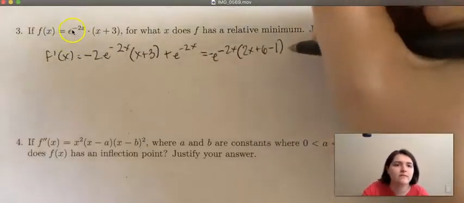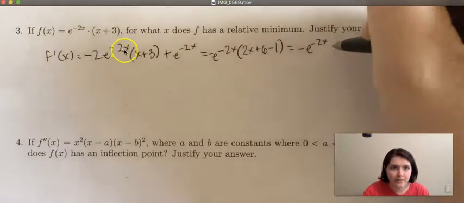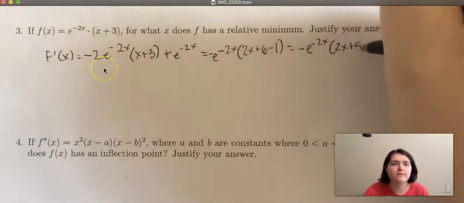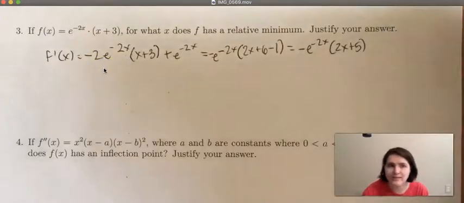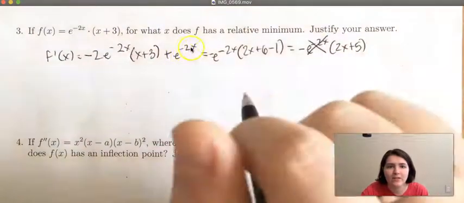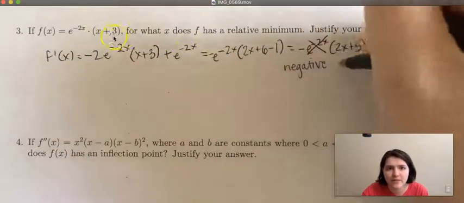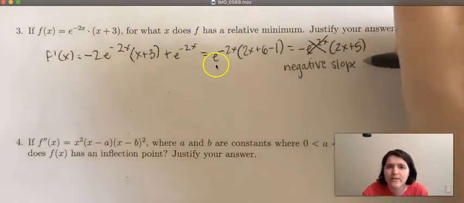So e to the negative 2x, that would stay the same, but we have to do chain rule. So there's the chain rule of the derivative of negative 2x is negative 2, and then we multiply it by that. And then we do it again here, where the derivative of x plus 3 is just 1, so we just have e to the negative 2x.